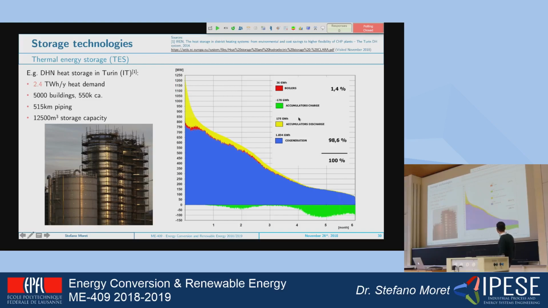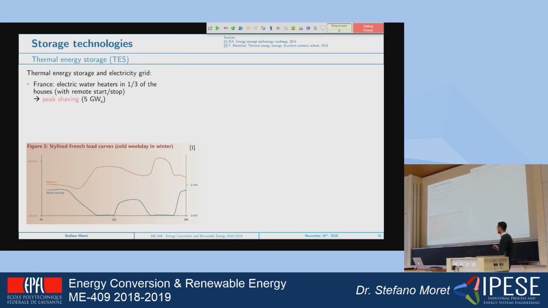You see that the charge and discharge of accumulators is a substantial amount of the heat. So normally, when you want the cogeneration to run also in periods in which you don't need the heat, you save this heat for later use, and then you reuse it when it is less convenient to use the cogeneration unit. Okay? So just to show you that these technologies can be used at relatively large scale. And another thing which is interesting is how you can use thermal storage to smartly regulate the grid.